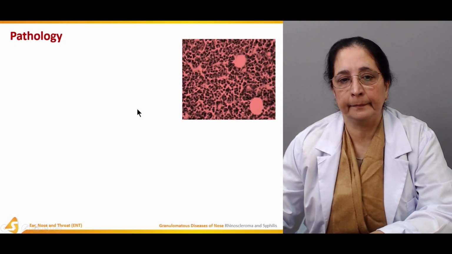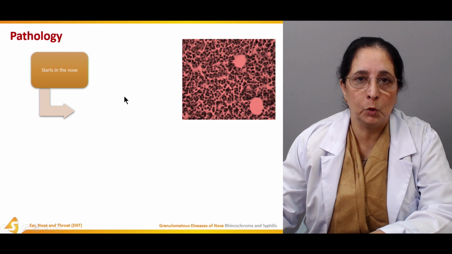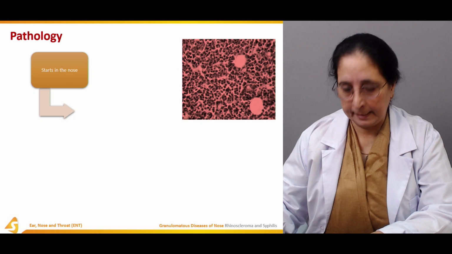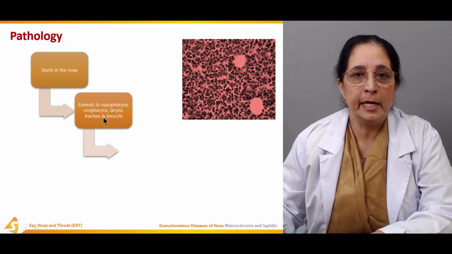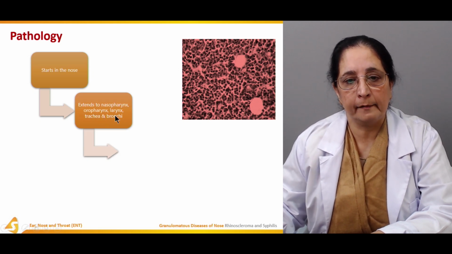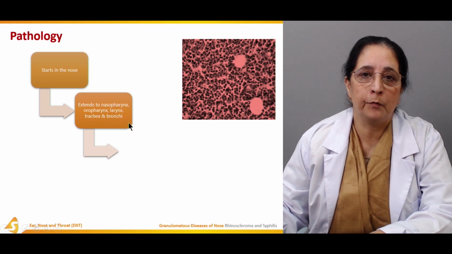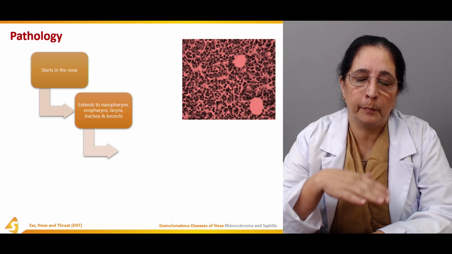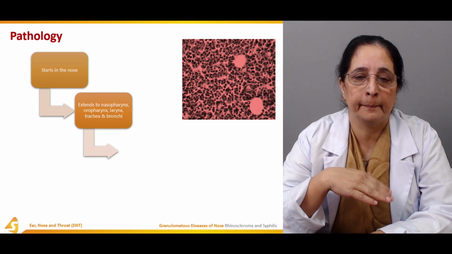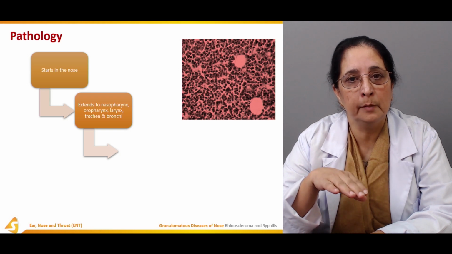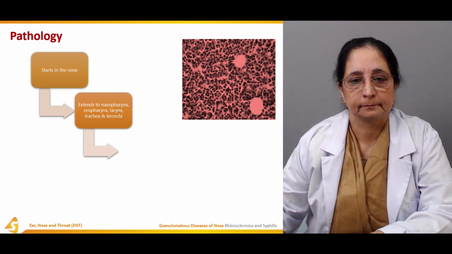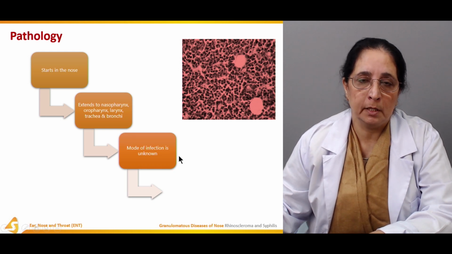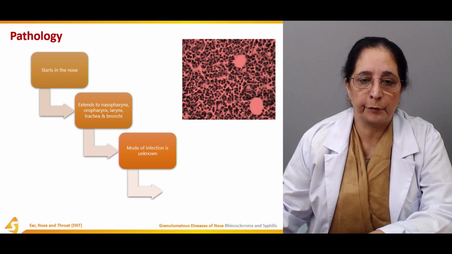Pathology: it starts in the nose. So rhinoscleroma starts in the nose, and then it extends to nasopharynx, oropharynx, larynx, trachea, and bronchi. So it begins in the nose, then it involves the other parts of the respiratory system and reaches almost to the bronchi and trachea. Mode of infection is unknown. It's not very clear how it spreads.